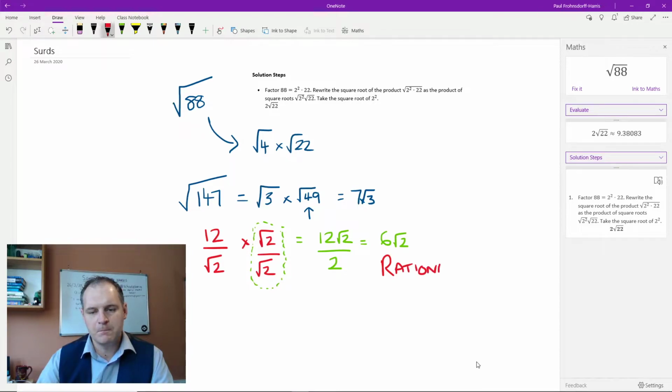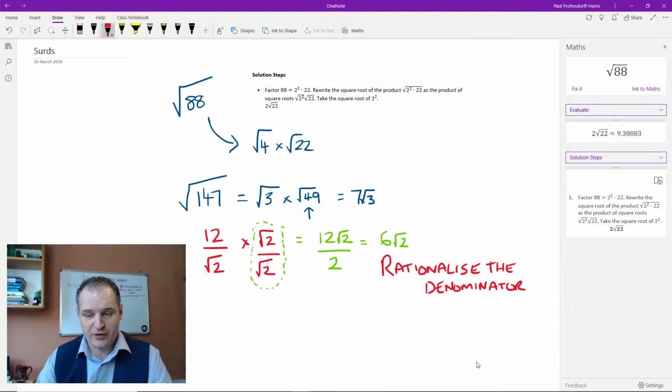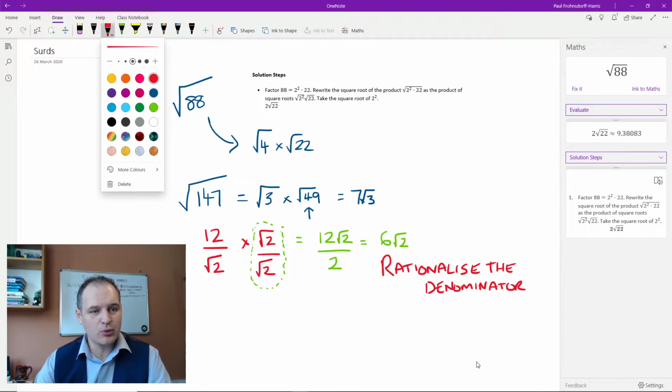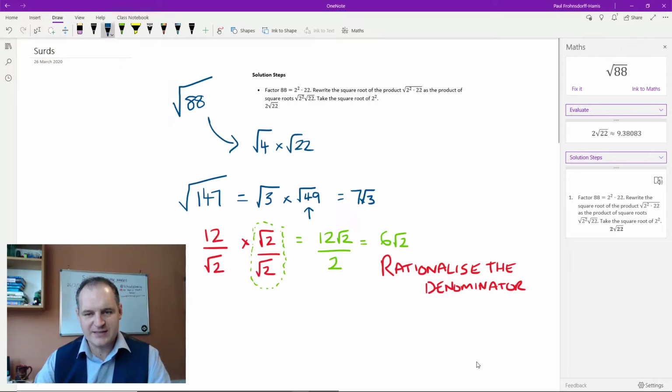Rationalise the denominator. Now at A-level, they often, in questions, sometimes use this phrase, but often they like to use ways of getting you to do it without saying this is what you're going to do. Some of those words are simplify. Sometimes it's more a case of leave your answer as, or leave your answer in the form.